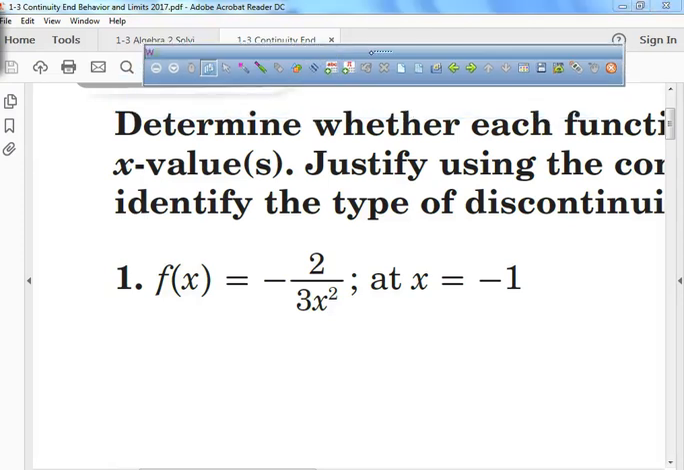Alright, today we're going to be talking about continuity in behavior and limits of functions. So right now, everybody should have their calculator ready to go. Very first thing I'd like you to do in your calculator is carefully type this function in. And we're going to evaluate whether the function is continuous or discontinuous at this particular point right here.